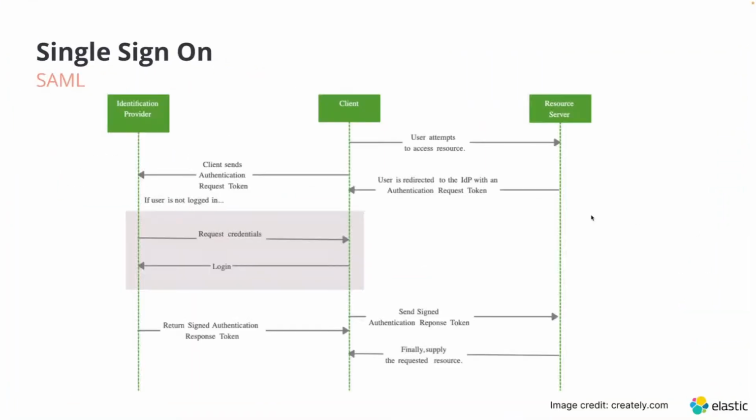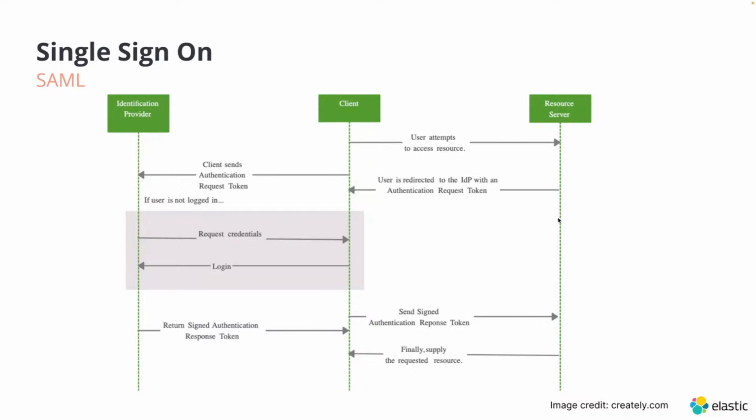I'm using Auth0 as the identity provider here, but this is how the SAML workflow would go. You have an identity provider, which in our case is Auth0, and then you have a client and a resource server. The user usually attempts to access the resource, and is directed to the identity provider, where he needs to fill in the requested credentials. Once that is fulfilled, he is returned to the resource server and supplied with the requested resource. So this is how the entire SAML sequence would go.